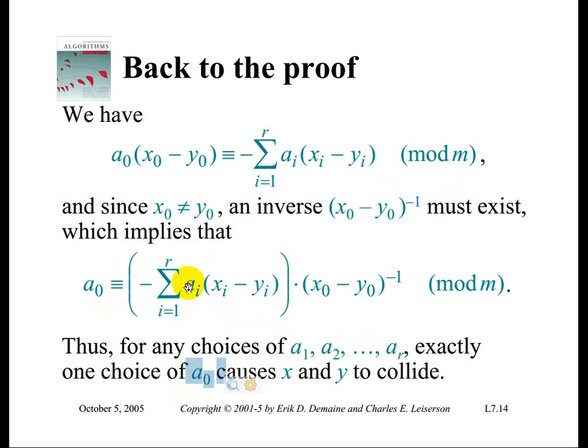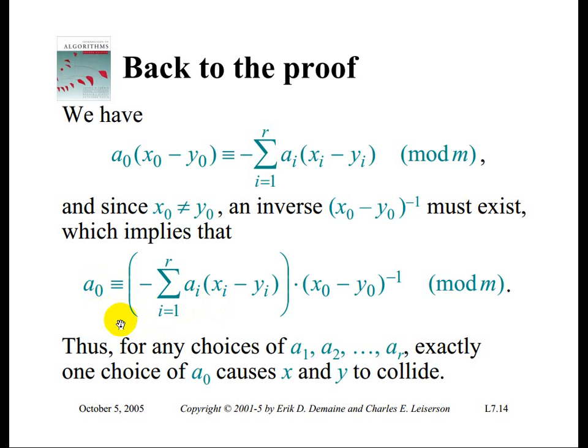What that means is once you fix a1, a2, etc., there is only one a0. You can't now change a0. You cannot change a0 from 0 to m, that you could, is m minus 1. What that means is that a0 is fixed, and so the total number of hash functions that can exist is a.